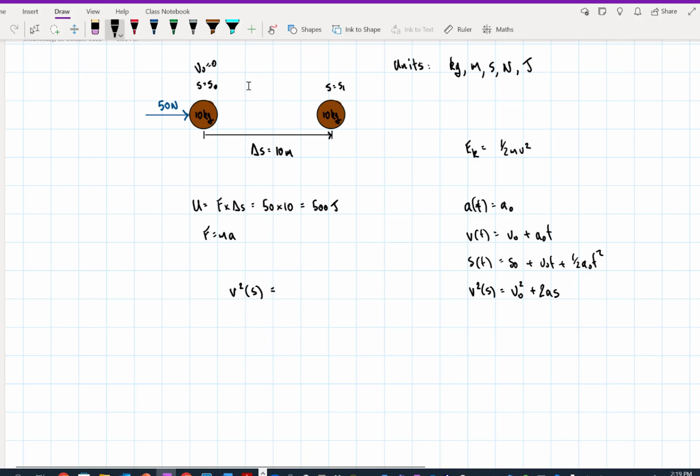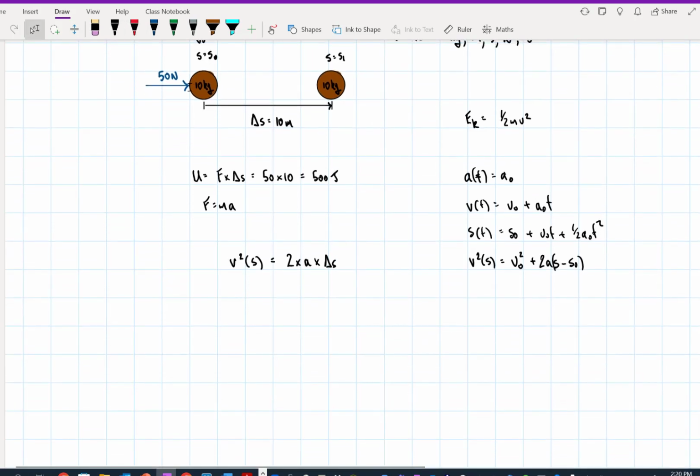So therefore that's going to be equal to 2 times the acceleration times the distance traveled. This is actually s minus s naught, and so this is really delta s, the change in displacement. Now, if we've got a force applied to an object like this, then v squared is just going to be 2 times the acceleration, and the acceleration is just equal to the force you're applying divided by the mass. So force divided by mass times delta s.